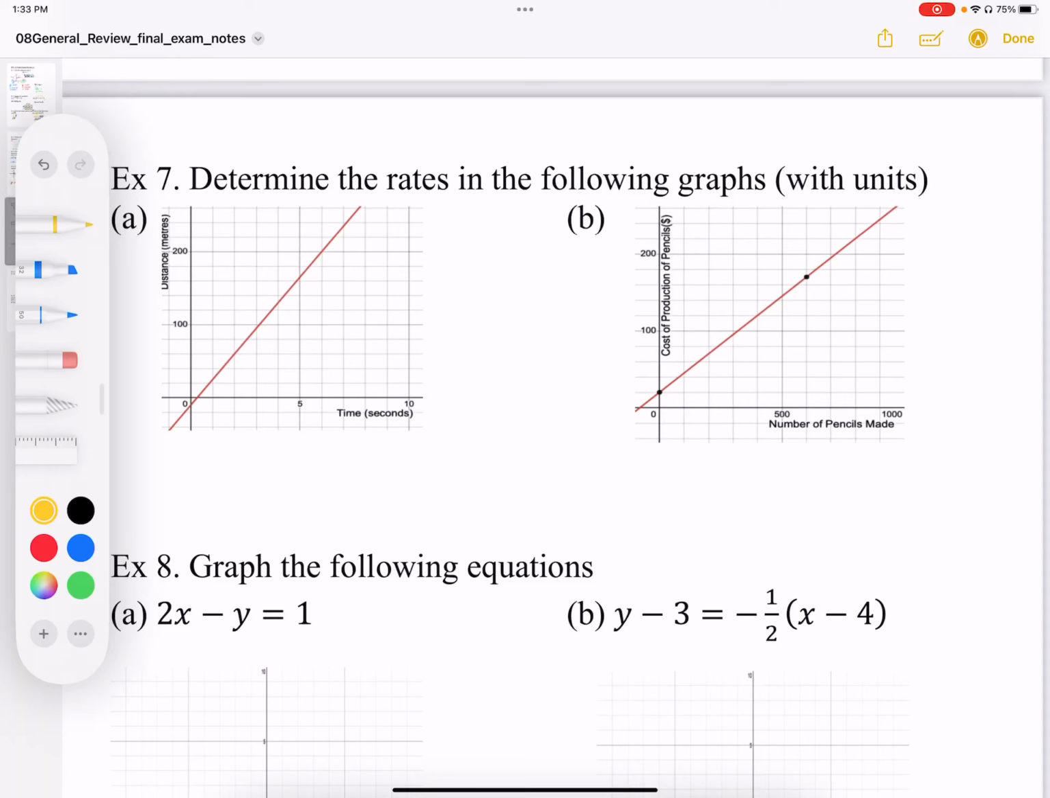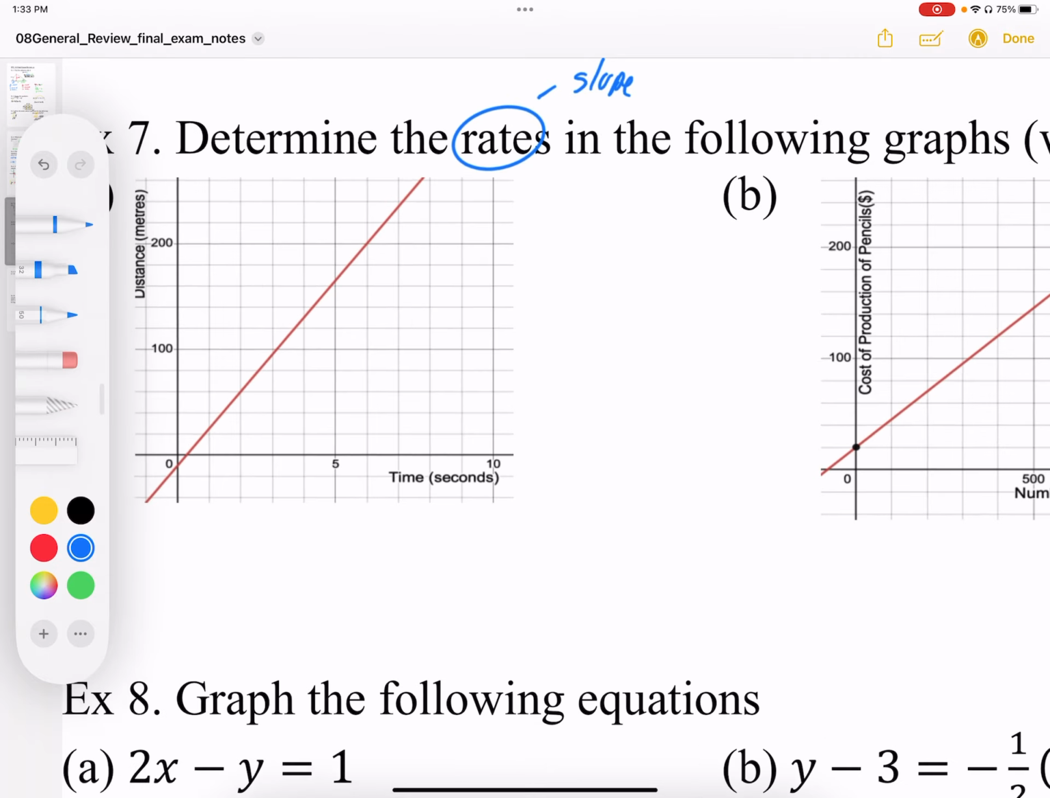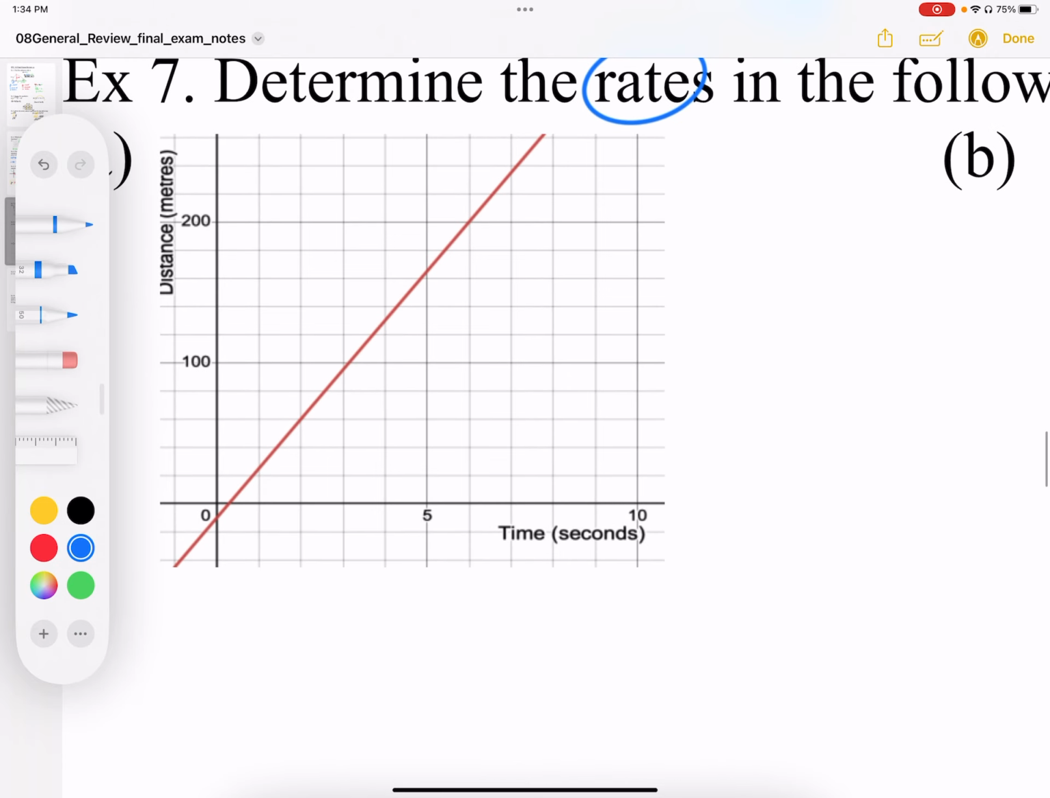Example 7, we're asked to find the rates, or in other words, the slope. Okay, so when we see this word rate, we should be thinking slope. So we're going to work out the slope and we want the units. So when I do this, I want to choose a couple points that are really nice.